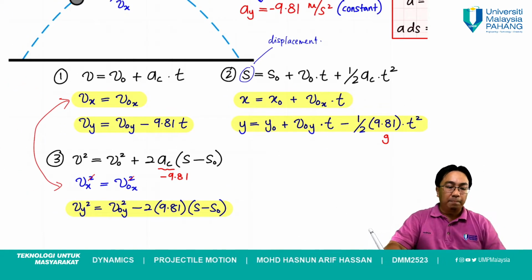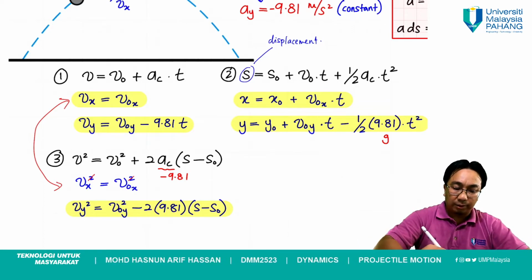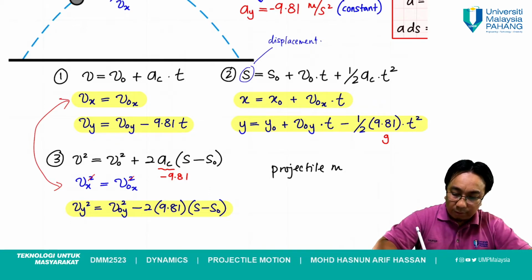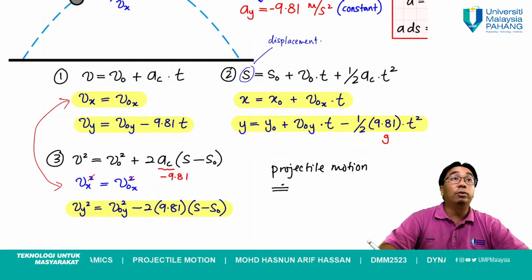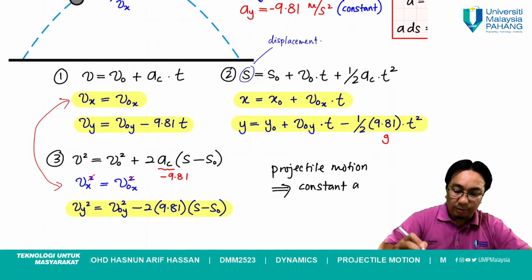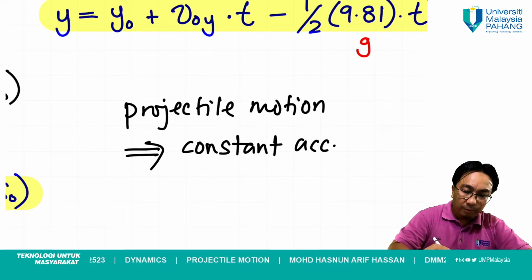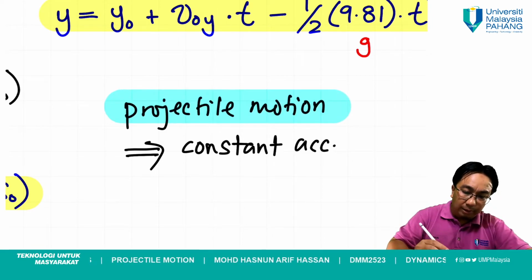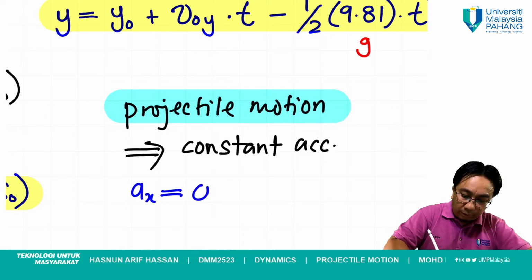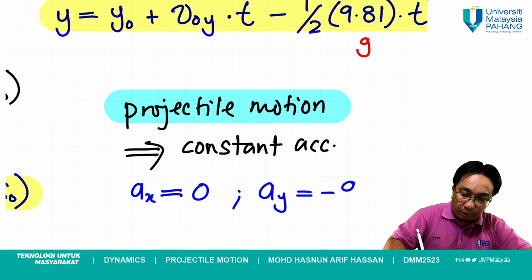So basically remember, projectile motion ni involve the assumption of constant acceleration. Okay, projectile motion, saya tulis sikit, projectile motion dia termasuk ataupun tergolong dalam case of constant acceleration. Dan dalam case of projectile motion juga, okay, AX is always equal to 0 dan AY is always equal to minus 9.81 meter per second square.